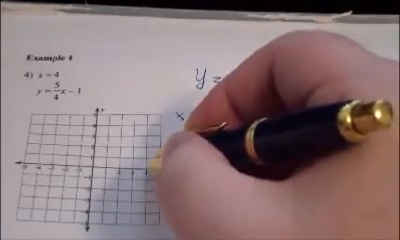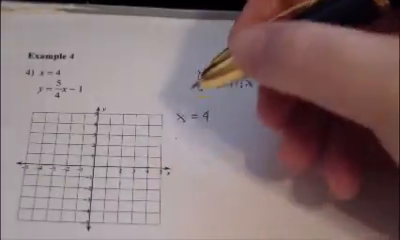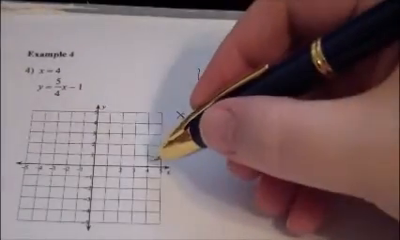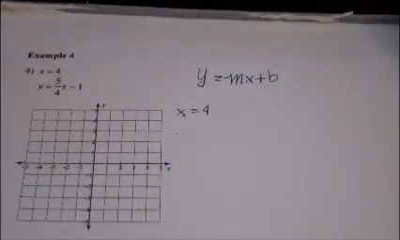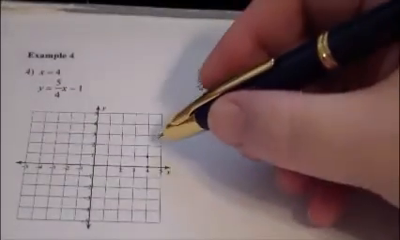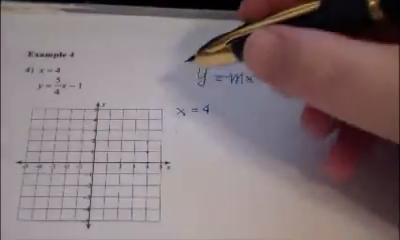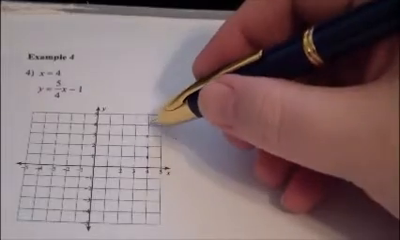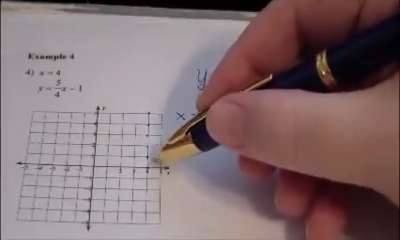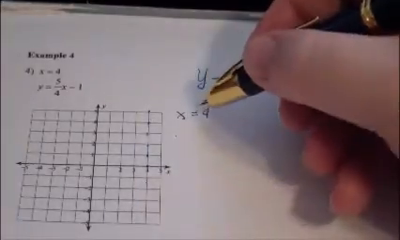Well, x is equal to 4. And what this is really saying is, for all values of y, x will always be 4. When y is 0, x is 4. When y is 1, x is 4. When y is 2, x is 4. Even when y is 3, x is 4. When y is 4, x is 4. When y is 5, x is 4. Always going to be on the 4 for x. Can't move over here or over there. x can only equal 4.